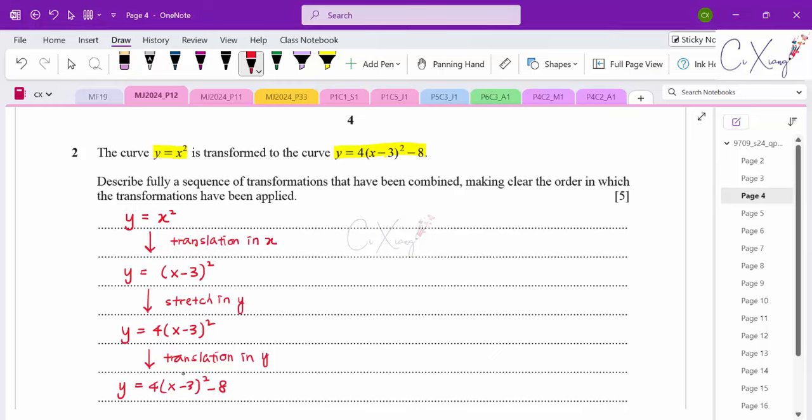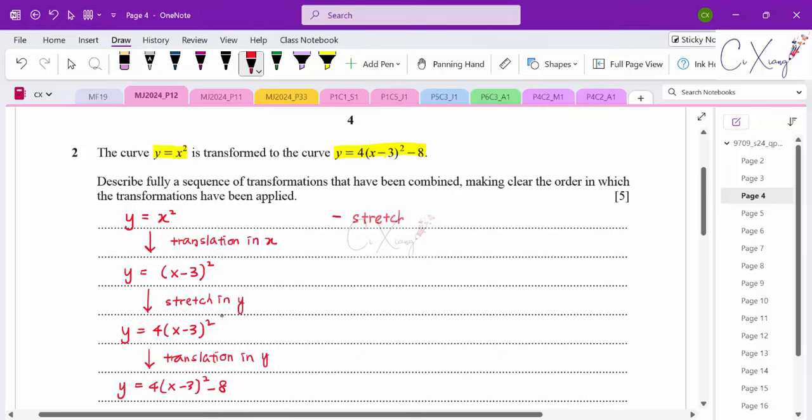And for the translation in X, it doesn't matter where it goes, because X is only a single transformation in the X direction. So no matter where you put it, it's okay. We just need to confirm the sequence of the transformations in Y. So if I want to write out my answer, the first step is the stretch. So it is the stretch in Y direction, or parallel to the Y-axis, with stretch factor 4.